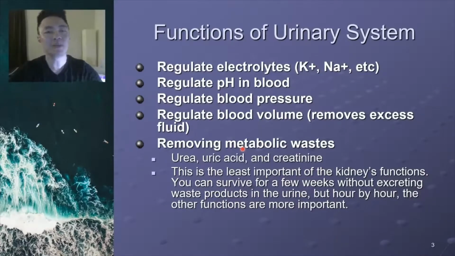All right. So now what is the function of the urinary system? Well, it functions to help regulate electrolytes such as sodium, potassium, and other electrolytes. Also helps to regulate the pH in the blood, regulates blood pressure, blood volume as well, for example, by removing excess fluid, and also removes metabolic wastes such as urea, uric acid, and creatinine. Not to be confused with creatine, right? This has an extra IN in it, as you can see here.